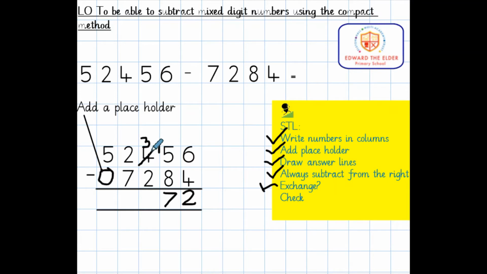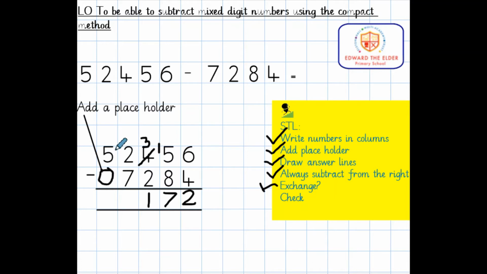I'm now going to my hundreds column. 3 subtract 2 I can do, so that would leave me with a 1. I'll go to my thousands column. 2,000 subtract 7,000 I cannot do. So again, I need to exchange from the column to my left, from my 10,000s.